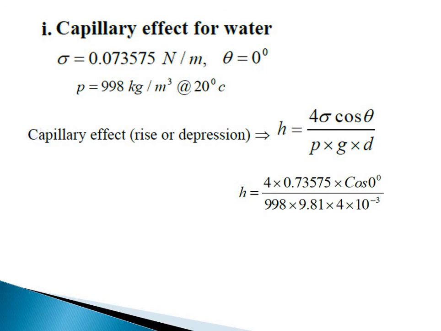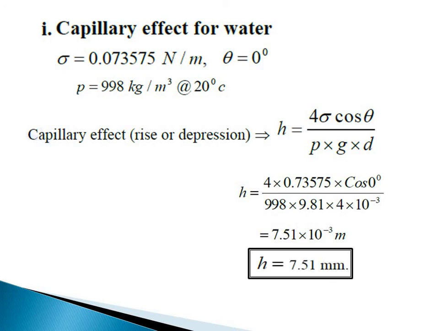So H can be given as 4 into 0.73575 into cos of 0 divided by 998 into 9.81 into 4 into 10 to the power minus 3. So H can be given as 7.51 into 10 to the power minus 3 meter, or 7.51 mm. So rise in water level is equal to 7.51 mm for water.